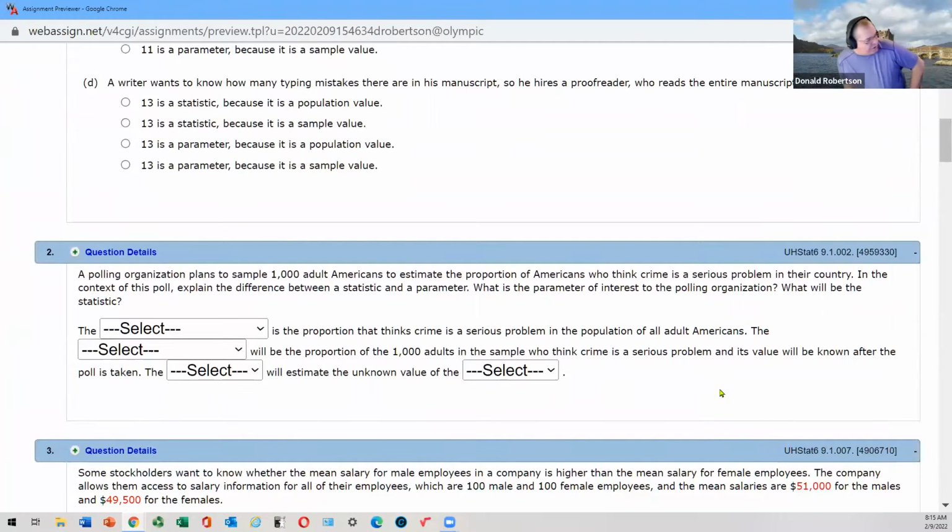Now let's do D. A writer wants to know how many typing mistakes there are in a manuscript. So he hires a proofreader who reads the entire manuscript and finds 13 errors. Okay. Is 13 a statistic or a parameter? Parameter. Right. He read the whole book, right? He read every word for spelling mistakes. So that makes it a parameter. And aren't parameters always a population value, right? They're never going to be the second one. That's just to throw you.